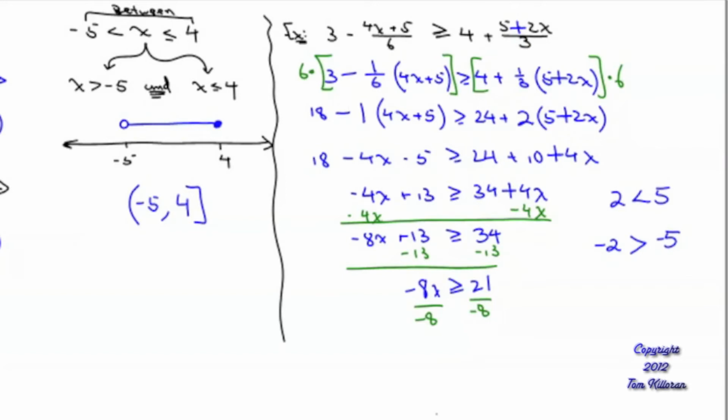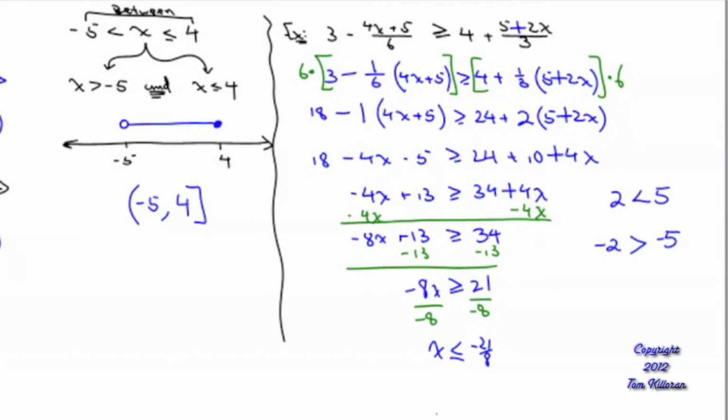So because I divided by negative 8, this is going to become x is less than or equal to negative 21/8. Not very pretty, like negative 2.62. I don't care what it is. I don't do decimals. I like exact answers.